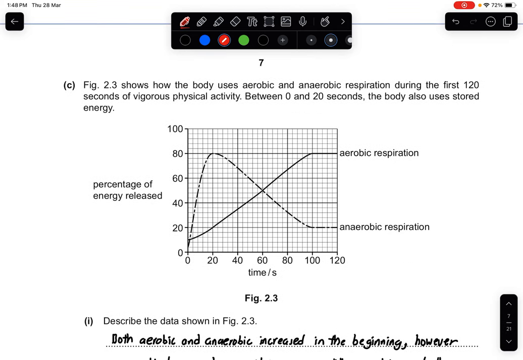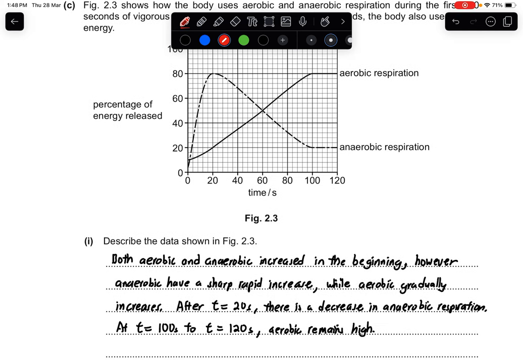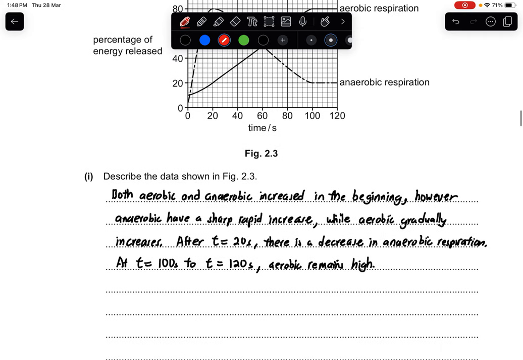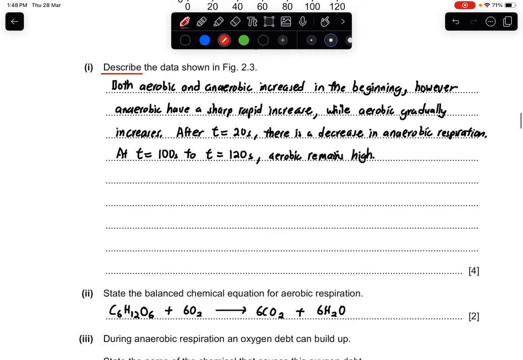Question C. Figure 2.3 shows how the body uses aerobic and anaerobic respiration during the first 120 seconds of vigorous physical activity. Between 0 and 20 seconds, the body also uses stored energy. So they give you a graph. Okay? The two graphs show aerobic respiration and anaerobic respiration. So part 1, they say describe data shown in figure 2.3. When they ask you to describe, just look at the graph. What can you see from the curve? Synthesize them and write in a paragraph. And this is 4 marks.